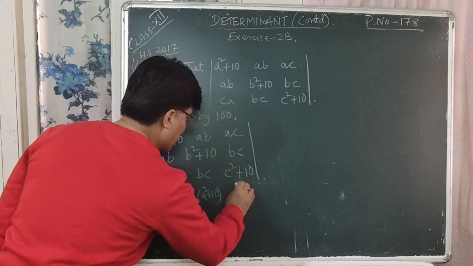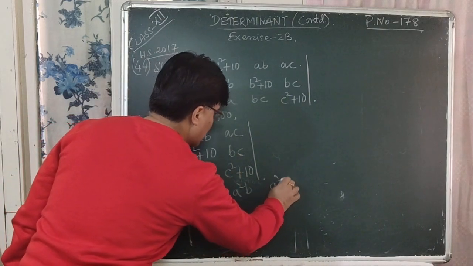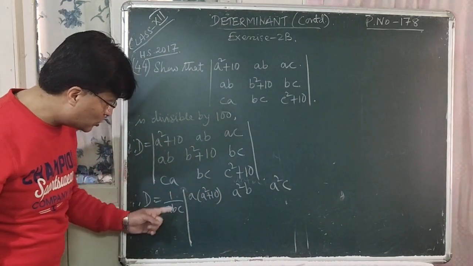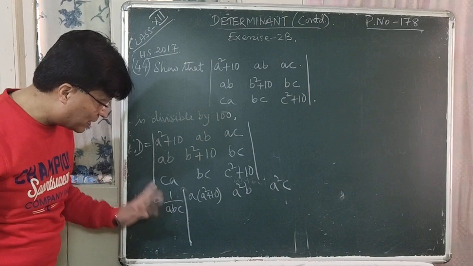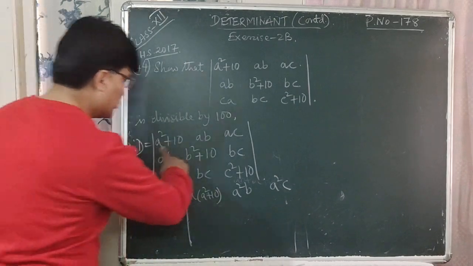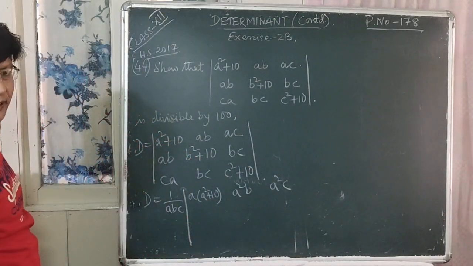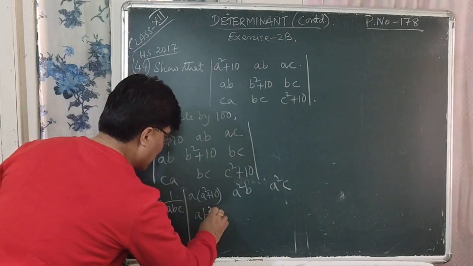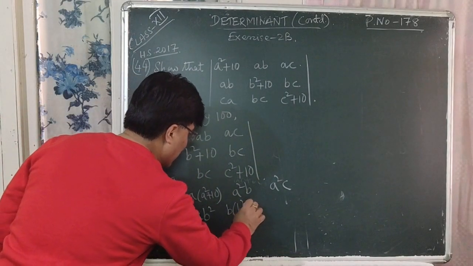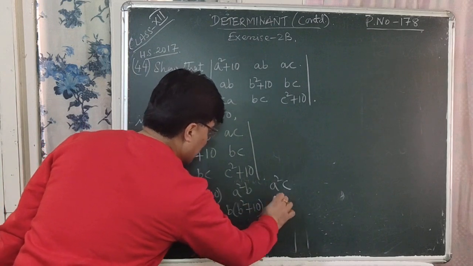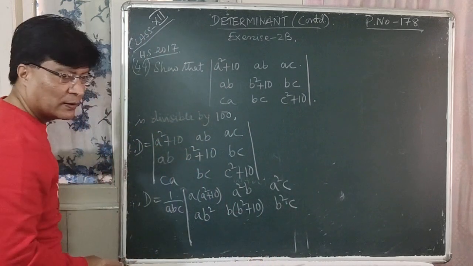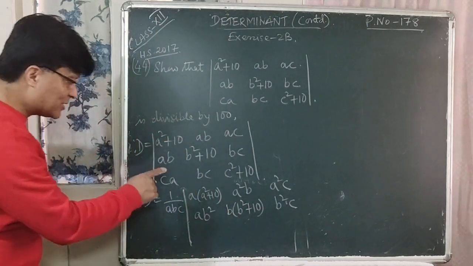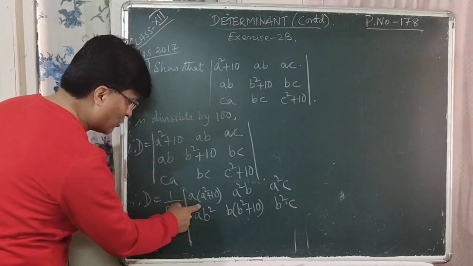We are doing it row-wise. So A into A square plus 10, right? Then it is A square B and this is A square C. That is, the first row is multiplied by A and you should cancel it. So we have written outside the determinant 1 upon A. Now multiply throughout the elements of the second row by B. So it is AB square, B into B square plus 10, and this is B square C. So we have multiplied all the terms of the second row by B. To cancel it, we have written 1 by B outside the determinant.